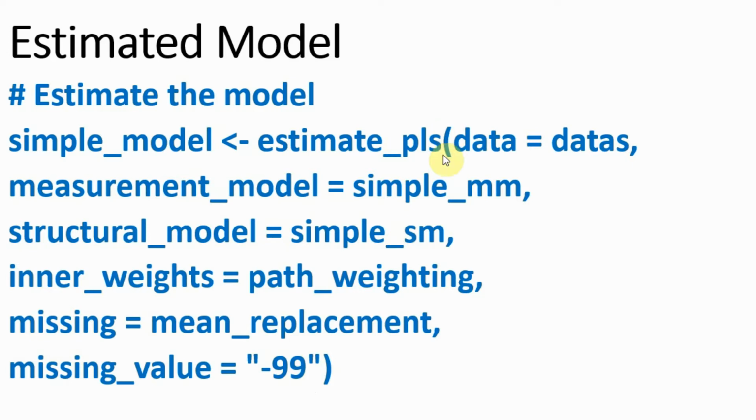Now look at this, bracket open, bracket close. There is only one bracket, and the arguments are separated by a comma. So data, this is the data file where your data was stored. Now this is the object where your measurement model was specified. This is where your structural model was specified. So these are the objects, and they are going into these arguments.